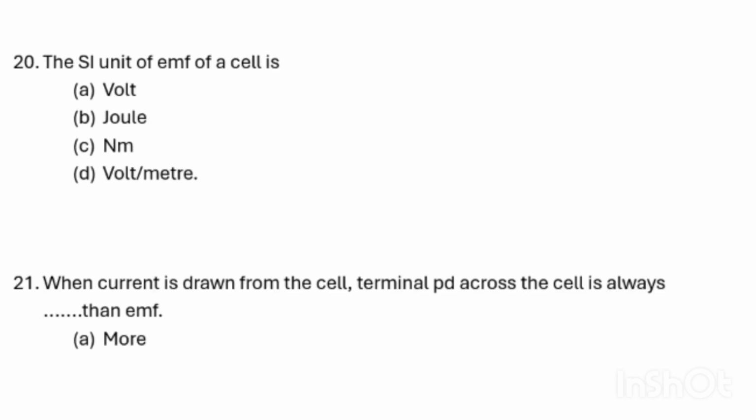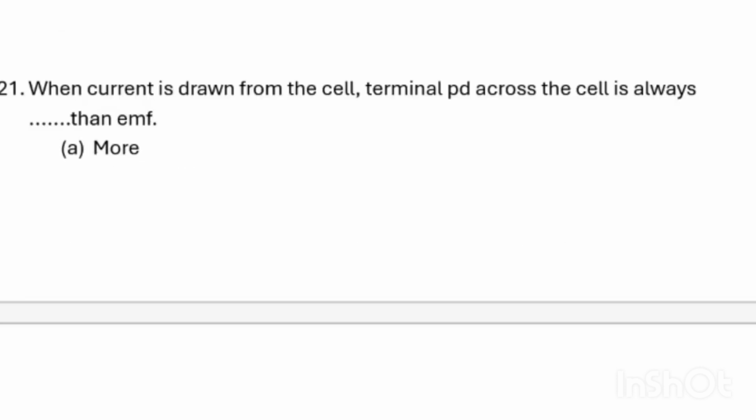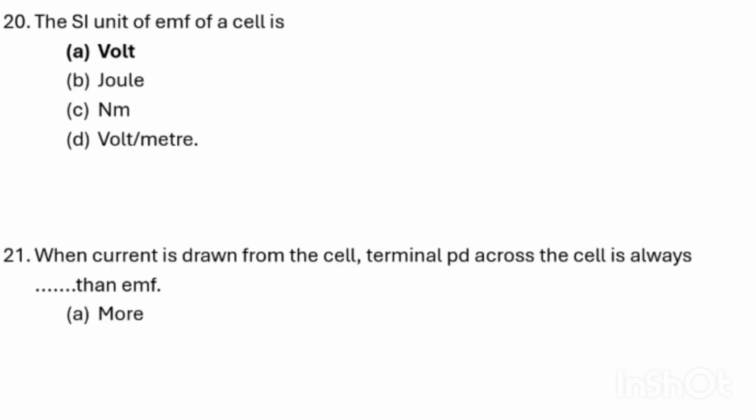Question number 20. The SI unit of EMF of a cell is option A volt, option B joule, option C Newton meter, option D volt per meter. Here the correct answer is option A volt.